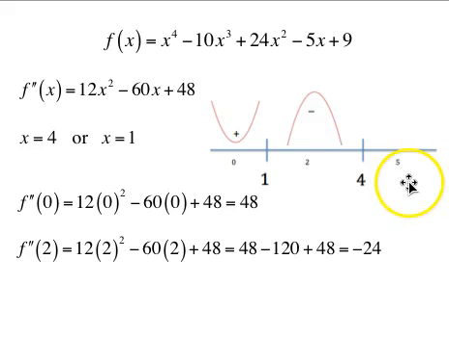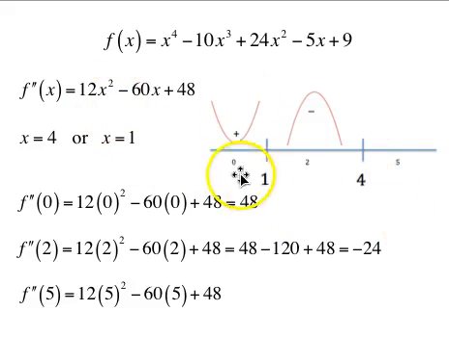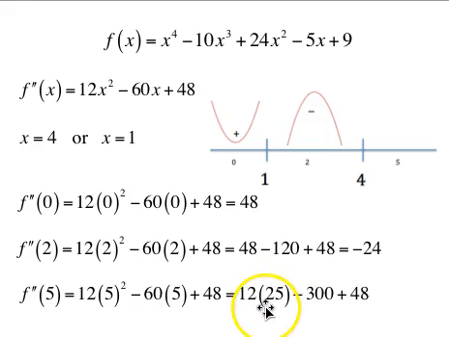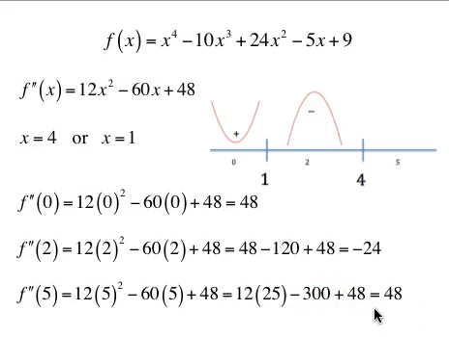So at this point we know we have a point of inflection at x equals 1. But there's one more point for us to look at, to check. Beyond 4 we have 5. So the second derivative at 5, f double prime of 5, is 12 times 5 squared minus 60 times 5 plus 48. 5 squared is 25. 12 times 25 minus 300 plus 48. I believe that's 300 minus 300 plus 48, which will just give us 48. So if that's the case, we have a concave up situation at 5.